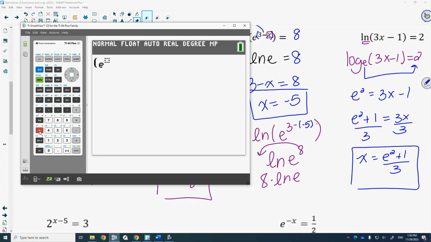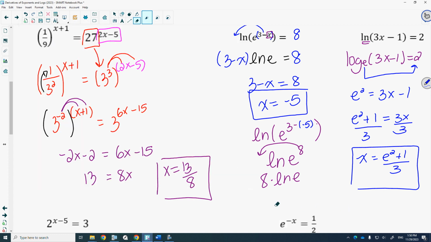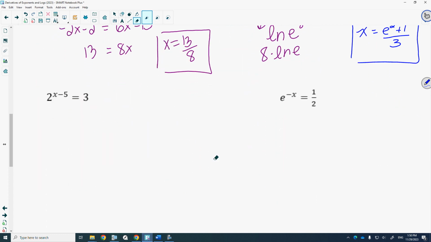Here's your natural, or your E. And then E squared plus 1, and then that guy divided by 3. Okay? So that would be your answer if we were allowed to do that. Okay, this one right here.